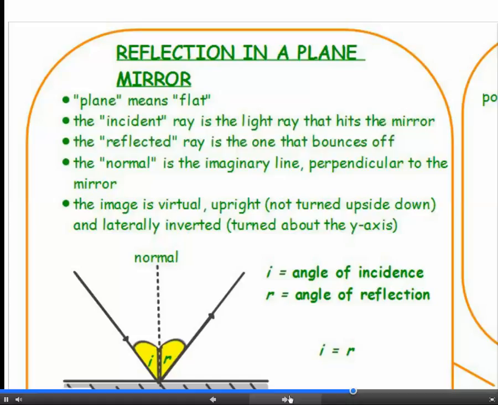Now when you draw a ray diagram in the exam, always draw the arrows in the correct direction. The angles I and R must be equal, and the ray must touch the mirror. Don't cut it short and bounce it off something in mid-air.